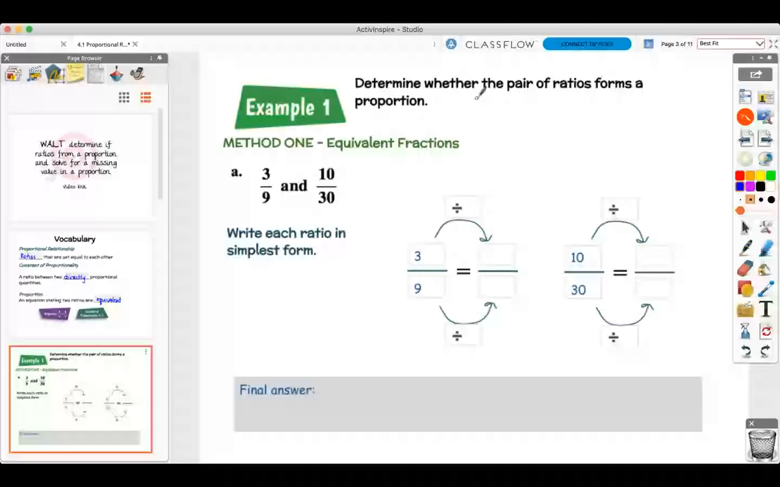Determine whether the pair of ratios form a proportion. I'm going to show you two different ways to do this with two sets of different problems. Method one is equivalent fractions. You write each ratio and reduce it to simplest form. So you have 3/9. What goes into 3 and 9? You can divide 3 and 9 both by 3. So 3 divided by 3 is 1, and 9 divided by 3 is 3.